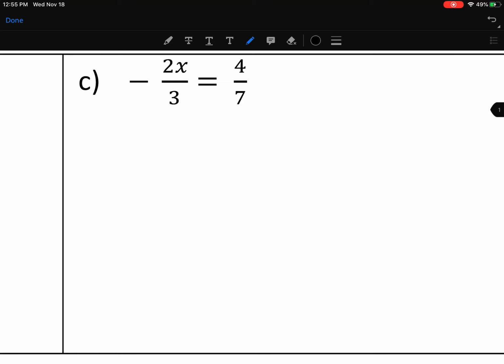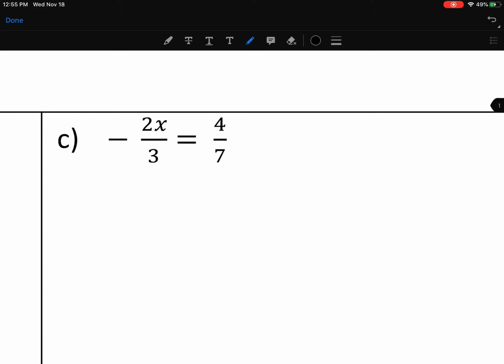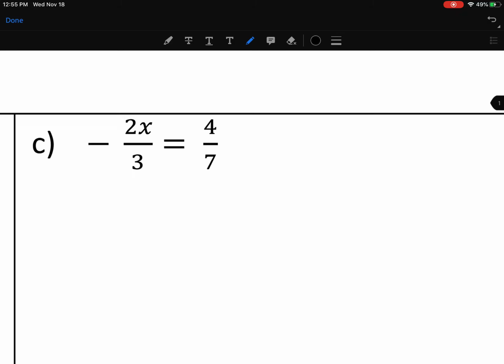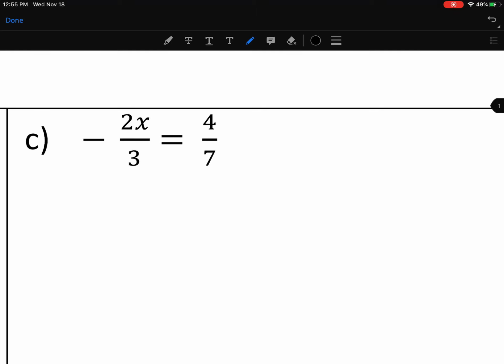All right, negative 2x divided by 3 equals 4 divided by 7. So how do we solve this one? A lot of people might just say cross multiplying, but I wanted to make sure you know why we have to do that. So we don't like working with fractions. We really don't like working with fractions. So we want to eliminate our fractions as soon as we can.